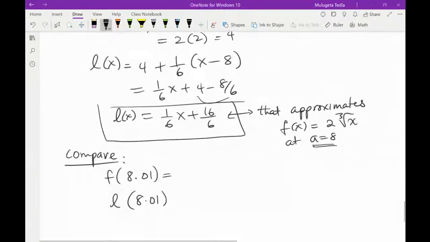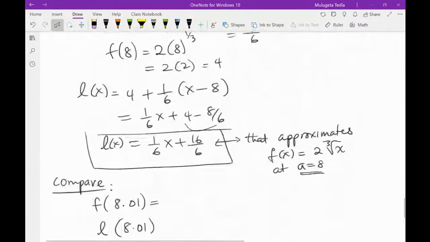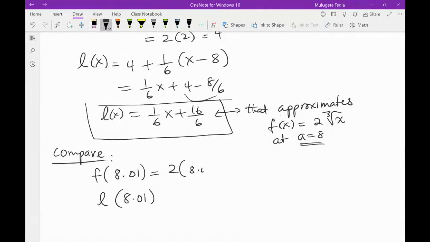So what is f of 8.01? It is 2 times 8.01 to the power of 1/3. In your calculator, it is 8.01 to the power of 1 divided by 3, times 2, which is 4.0016659723.